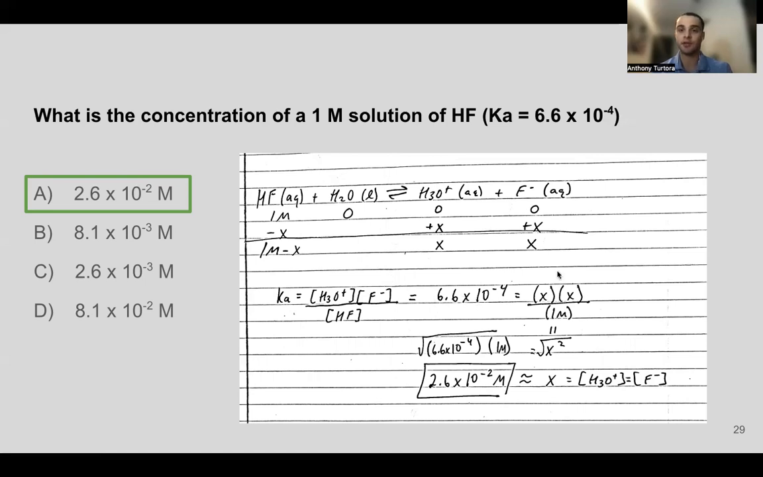I can plug in my Ka value. I know for my fluoride ion, H3O plus is x. And then for HF, it's 1 minus x. However, x is going to be small compared to my other values in this. So therefore, I can think of it as negligible and just say 1. So then I just use 1 and I don't worry about this minus x here. And then I take the square root of my Ka value and I find the concentration for the hydronium ion and the fluoride ion.